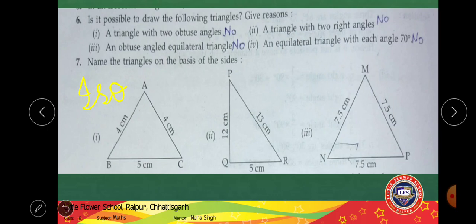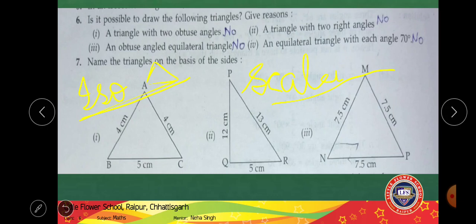Isosceles triangle. You are going to write the complete isosceles triangle spelling here. See, here it is 12, 5 and 13. All the sides are unequal, so this is a scalene triangle. You write the complete spelling, SCALENE, and triangle.